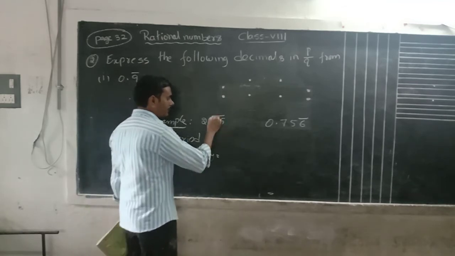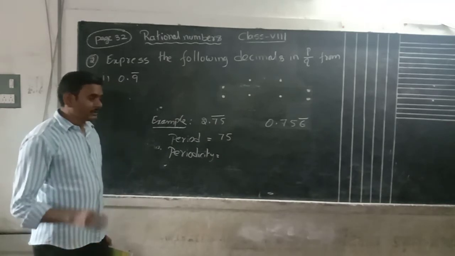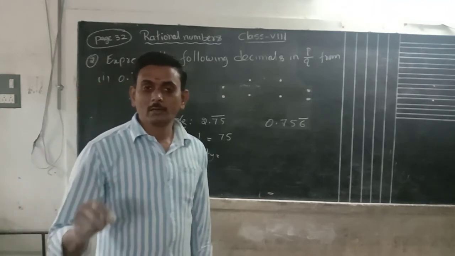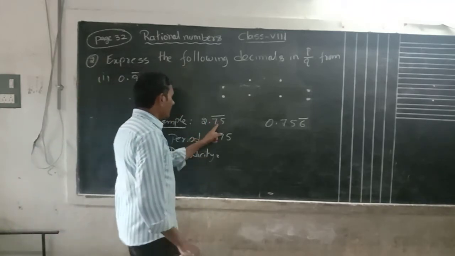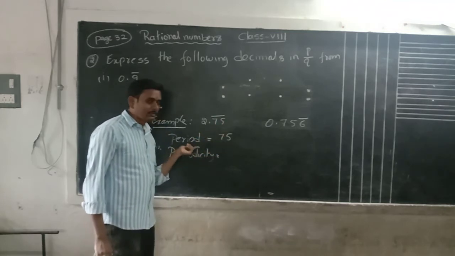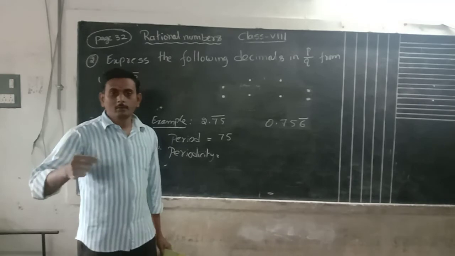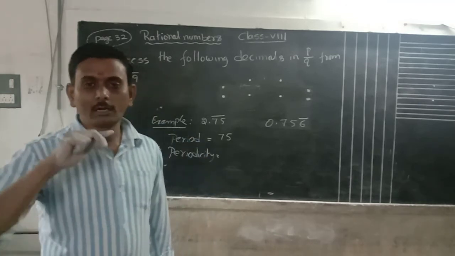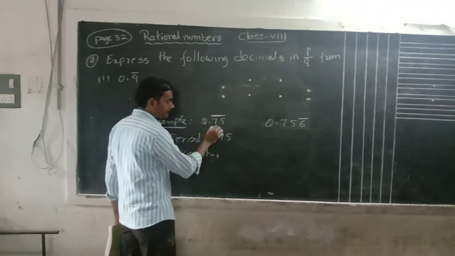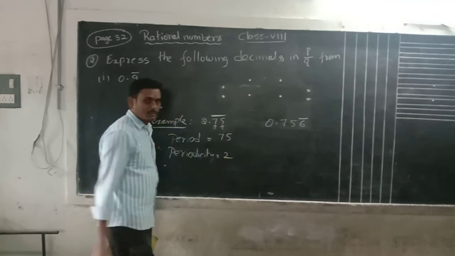What is the period of this one? 75 only. Which digits are available under the bar? That is only the period. Those digits we copy here for the period. For periodicity, how many digits are available under the bar? Here, 1, 1, 2. How many digits are there? 2. 2 is the periodicity.